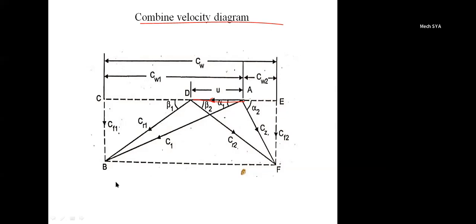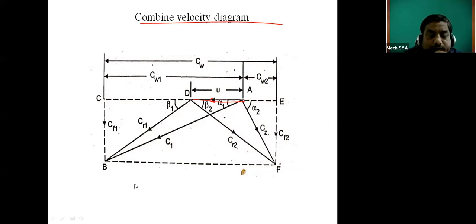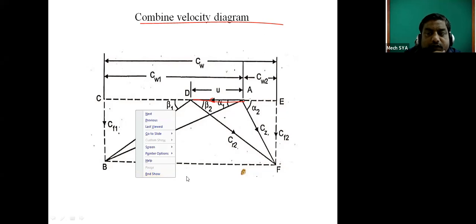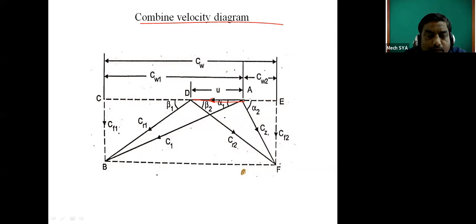Here one condition is that CR1 is equal to CR2. There is no friction, so there is no relative motion difference at inlet and outlet. Both components are the same. There is no relative difference between inlet and outlet velocity. Therefore, CR1 is equal to CR2 in this case.